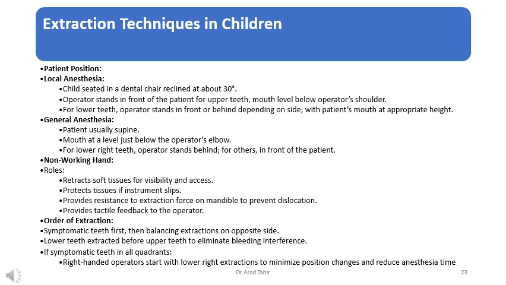Order of extraction. Symptomatic teeth first, balancing extractions on opposite side. Lower teeth extracted before upper teeth to eliminate bleeding interference. If symptomatic teeth in all quadrants, right-handed operators start with lower right extractions to minimize position changes and reduce anesthesia time.